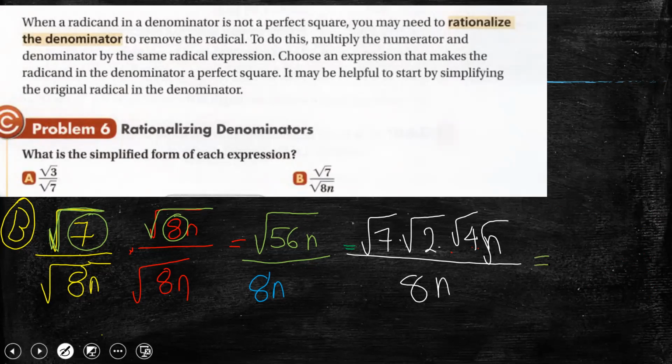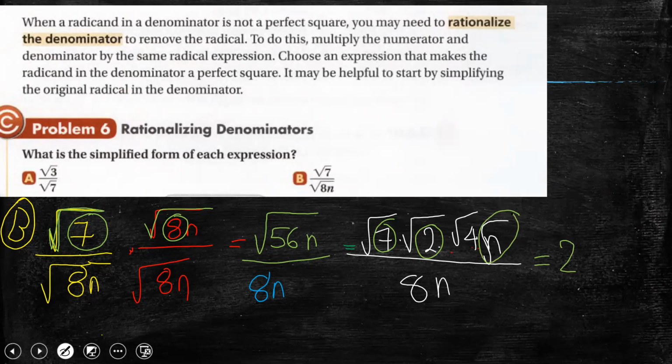Then let's now simplify. What is the square root of 7? Keep it as it is. Square root of 2, nothing, because 7 and 2 are prime numbers, so there's no square root of them. Keep them as they are. Now, what is the square root of 4? 2. Then, square root of n, I cannot simplify it.